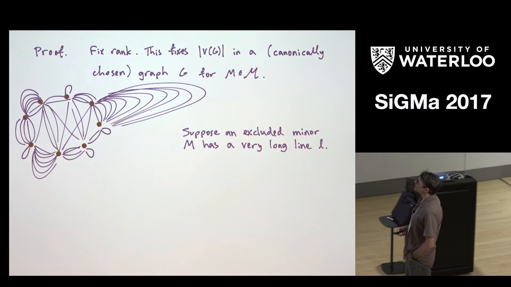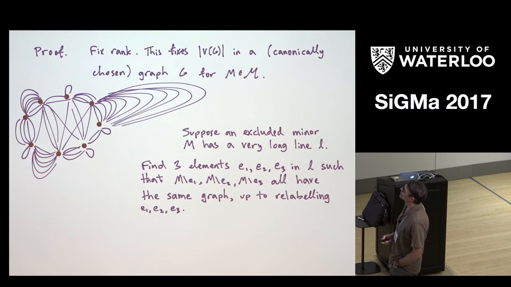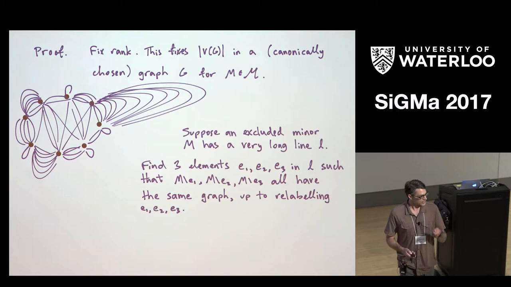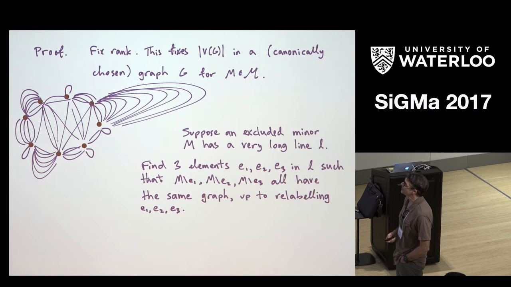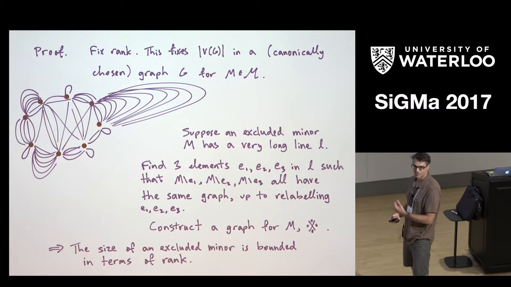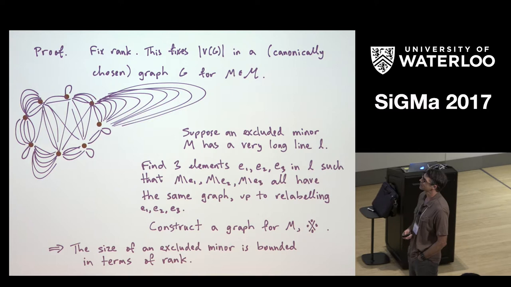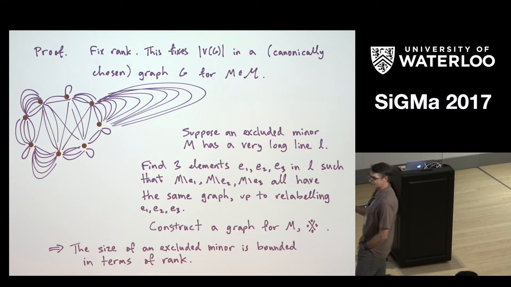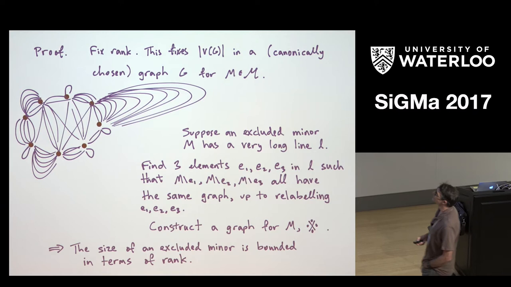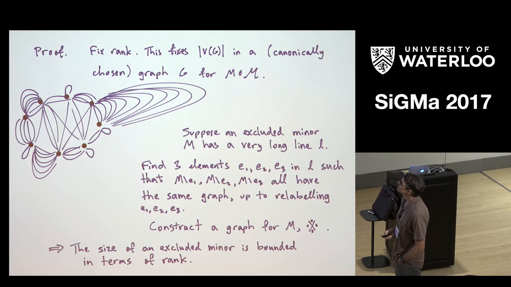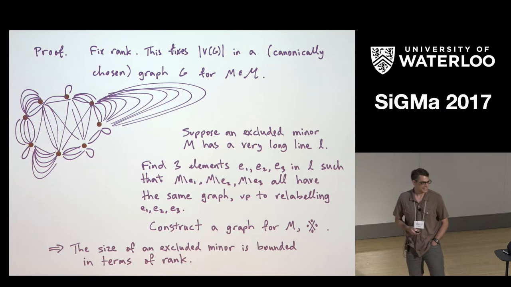So if you have an excluded minor and it's got a really, really long line, that means we're guaranteed to be able to find three elements, e1, e2, e3, in that line, such that when you delete one of those three elements, you see the same graph in each case. And that allows you to just put the missing element back into one of those graphs and get a representation for your purported excluded minor. So that's a contradiction. So an excluded minor does not have a very long line, and you get a bound on the length of that line. So now you have a fixed rank matroid with a bound on the number of elements. That means you can only have a finite number of excluded minors of that rank. That's the proof for all three theorems, basically, right there. Yeah, I'm done. Thank you.